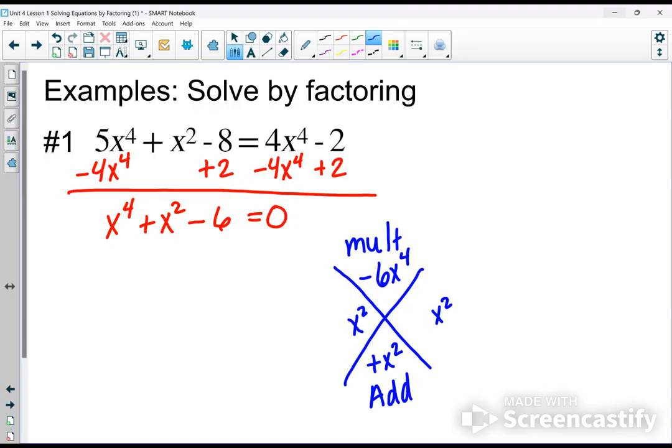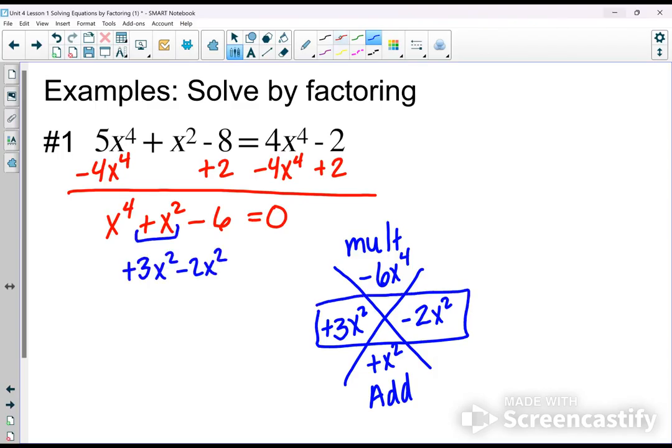Now I have to think about my numbers. What multiplies to -6 and adds to 1? That would be +3 and -2. These are the two terms I'm going to replace my middle term with here. I'm going to write the remaining of the polynomial.